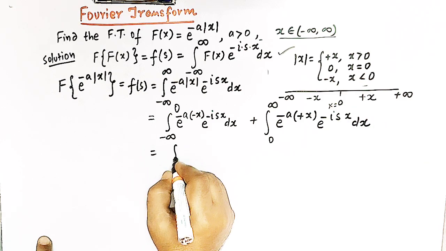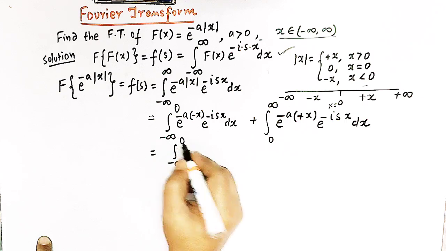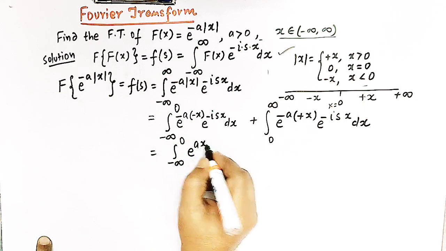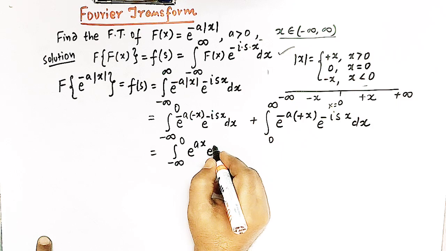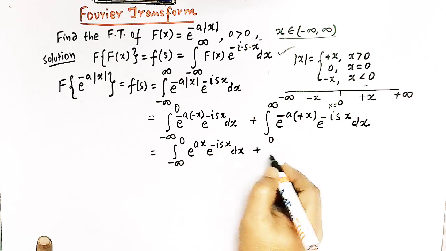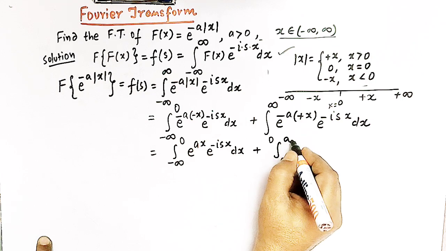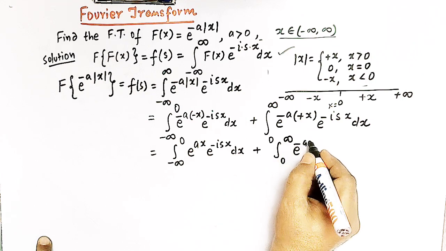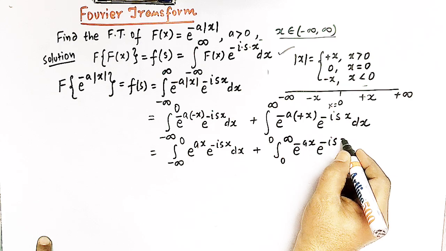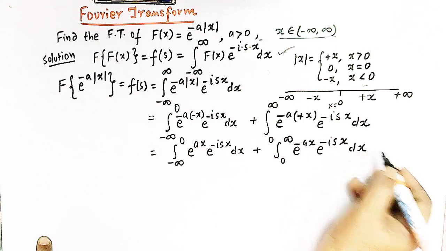So now we can write minus infinity to 0, e raised to here we have simply ax, and e raised to minus i s x dx, and here we have 0 to infinity, and e raised to minus ax, and e raised to minus i s x, and dx.